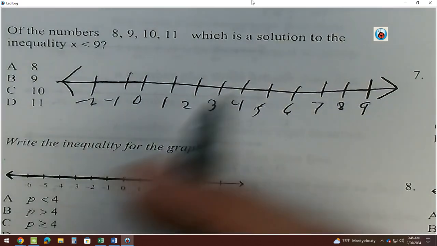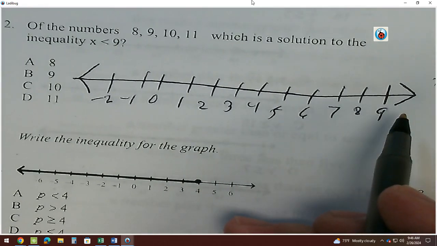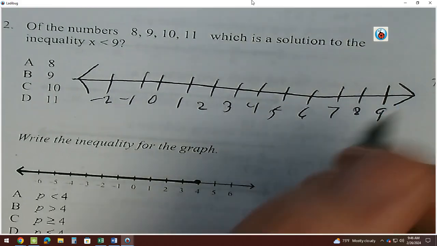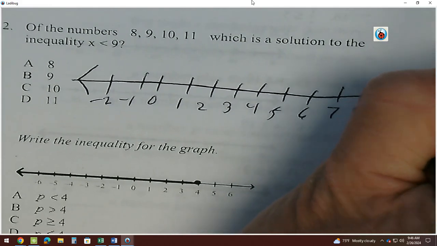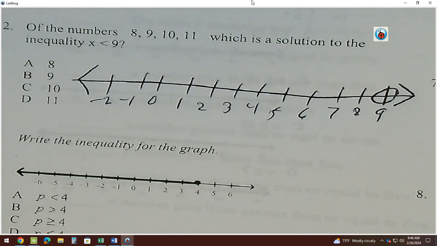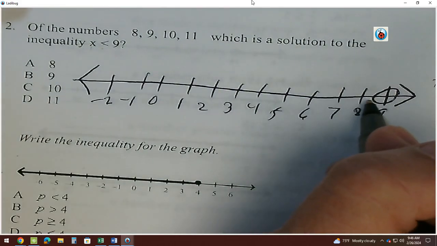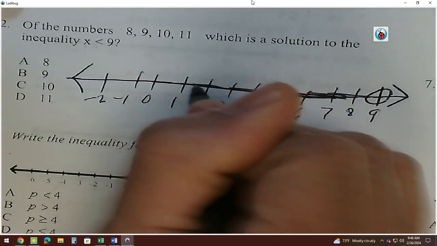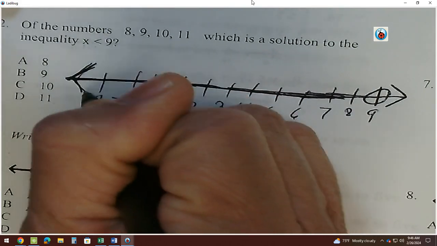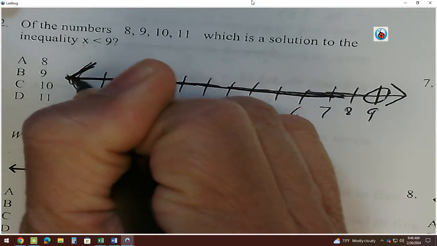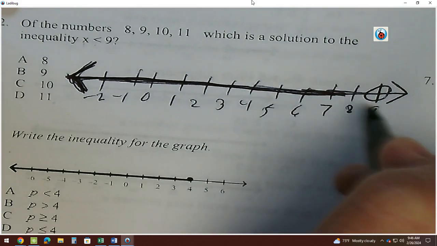Okay. Now, 9. Open or close? Open. Good. What does that mean? Can 9 be an answer? No. It's open. It's not equal. Now, am I shading to the right or to the left? To the left, because they want x to be what? Less than 9. So all these are possible answers, but not 9. That's why it's open. So I'm going to shade all these.